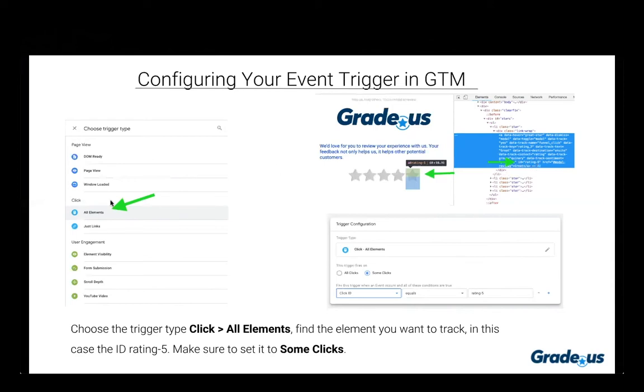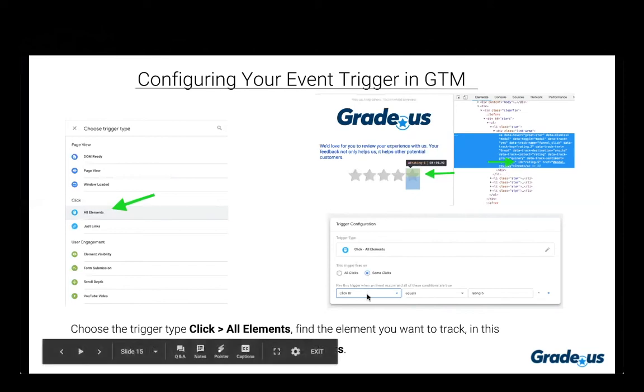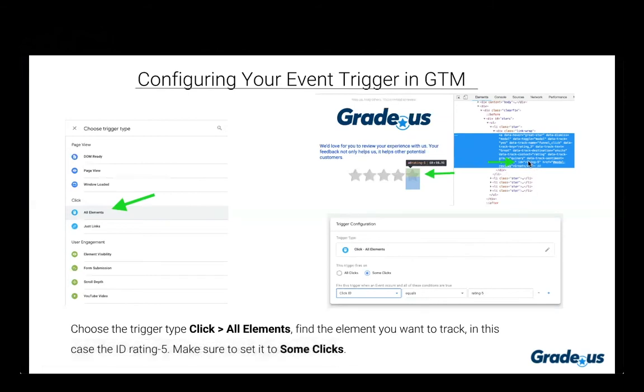So what I can now do when I'm configuring the click element is, instead of going to all clicks, I'm going to switch over to some clicks. I'm going to pick from the different drop-down menus here and choose click ID, which is the ID of how we're identifying this specific element. And we're going to say it equals rating-5. So now, anytime you have a click on a 5-star on your review funnel, Google Tag Manager will fire a trigger that will send that information that we configured to Google Analytics with the category, the label, and the action.